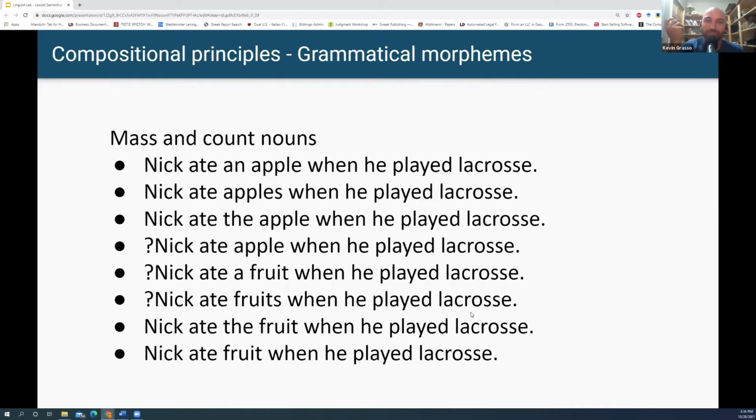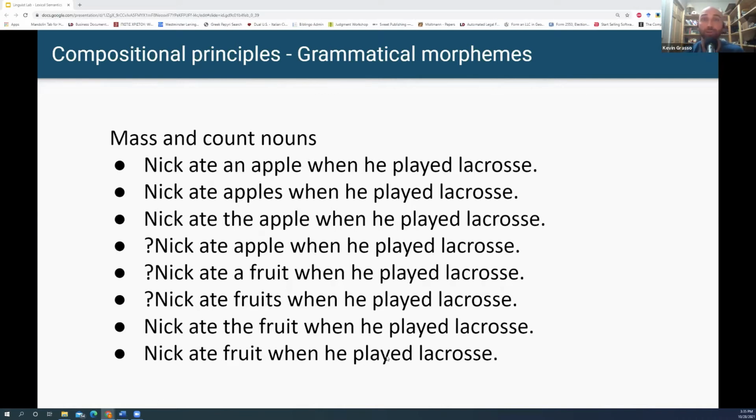It's like, okay, maybe you could say that. You would pretty much always say a piece of fruit. Fruit really doesn't like to be left alone like that. And it also doesn't like the plural, right? Nick ate fruits when he played lacrosse. Again, you could say, okay, Nick ate different kinds of fruits, and that would be the only possible interpretation of that. But you wouldn't normally say that, right?